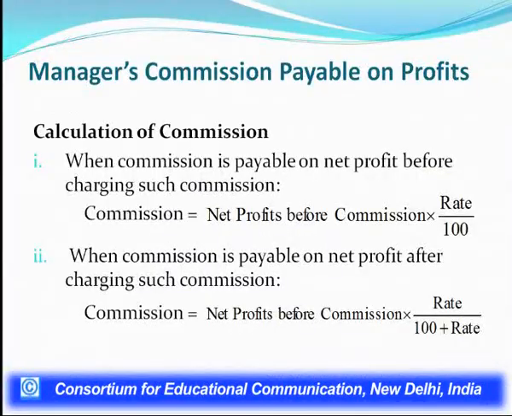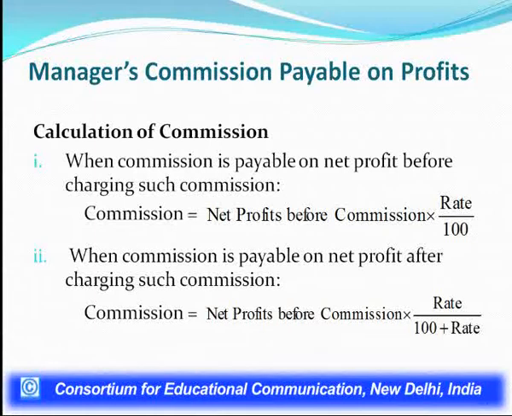So there may be two types of terms. The first term is when commission is payable on net profit before charging such commission. In this case, first we shall calculate the net profit before commission and then apply the rate of commission, so commission equals net profit before commission into rate over 100. But sometimes the language may be a little different from the first one. It may be when commission is payable on net profit after charging such commission.